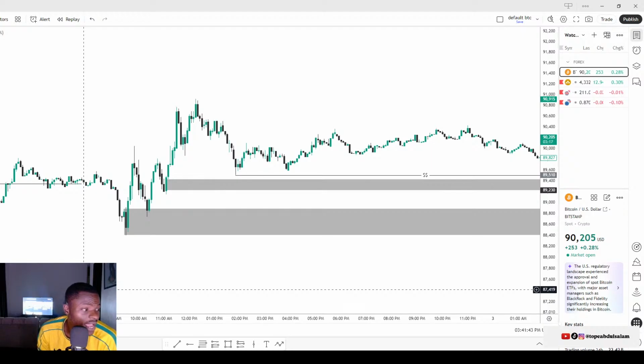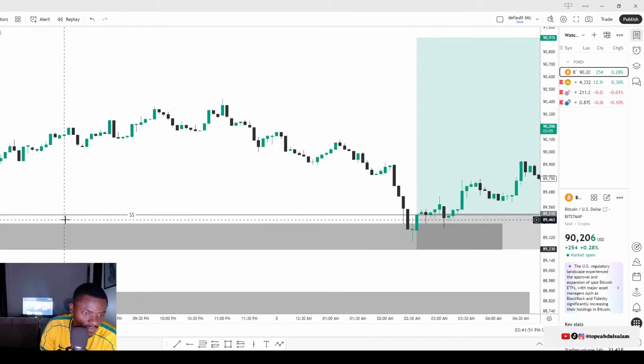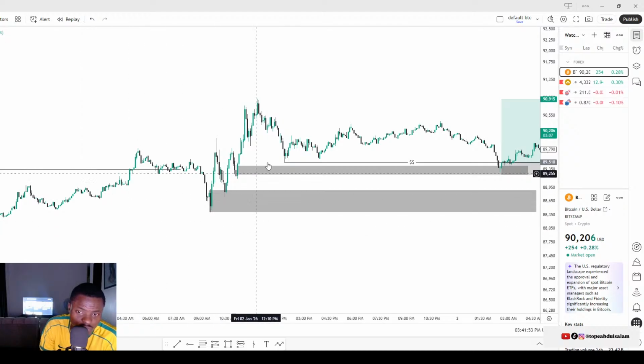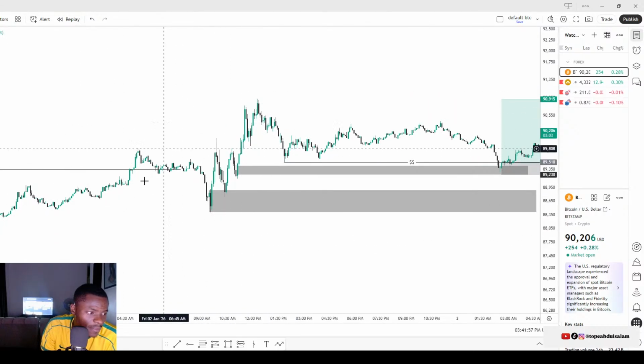So what do I have here? What's going on here? This area, what's going on in this area? What do I have on this area? This BTC chart, if you want to open it on your own, this is the 5 minutes. What do I have here?